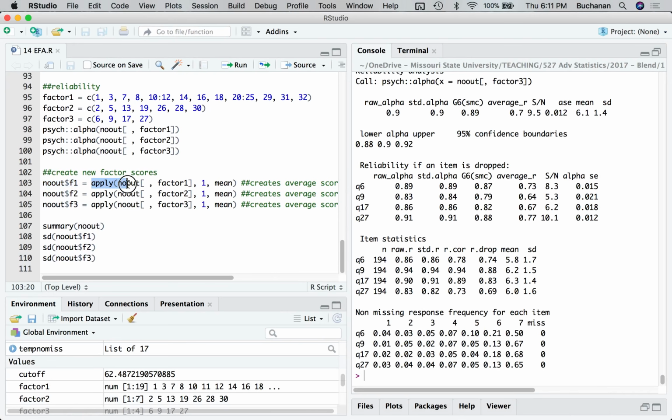I'm going to use the apply function again on just factor 1's columns, one for each person, and create an average score. I could do a sum as well.